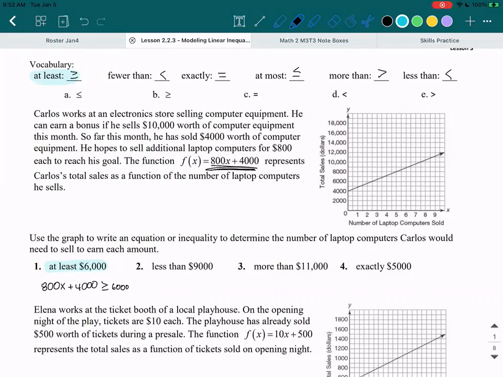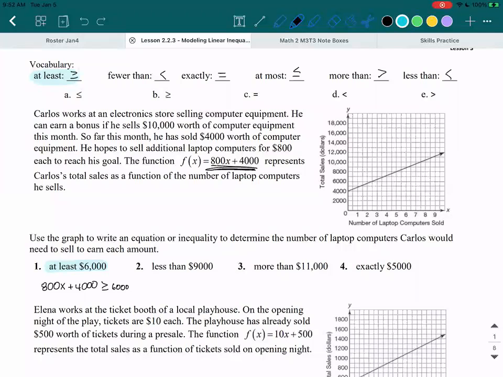So we want Carlos's total sales, which is this function, to be greater than or equal to 6,000. That's at least 6,000. You want it to be more than 6,000 or it can be equal to, but that's how you represent at least. Okay, are there any questions here? I'm going to pause the video so that you guys can get a chance to ask a question.